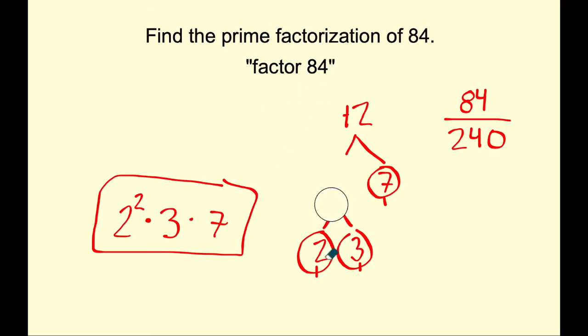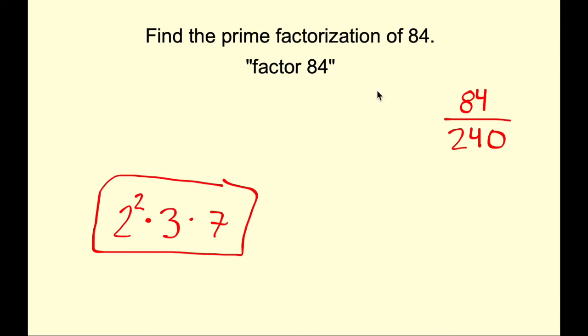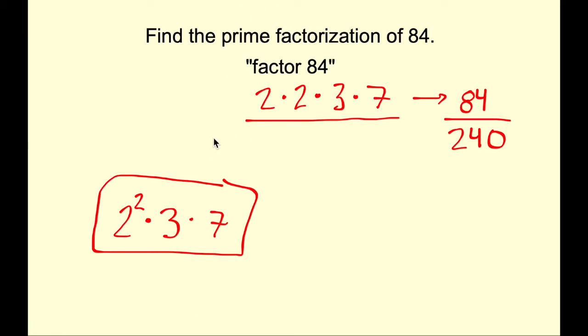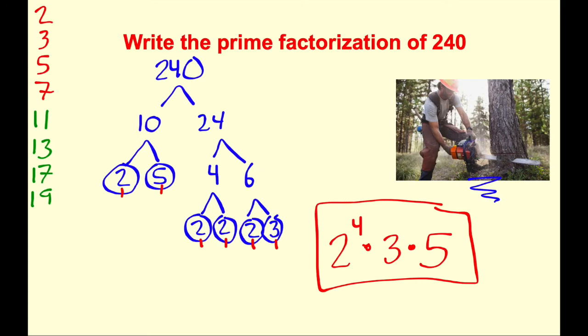Now, let me kind of erase a little bit of my work here. 84 can be written like this. What I'm going to do is I'm actually going to kind of write it the long way out. All right, so just bear with me. This number right here is 84. 240, if we go back a couple slides, 240 can be written like this. Okay, so it was 2 to the 4th times 3 times 5, I think, 5.